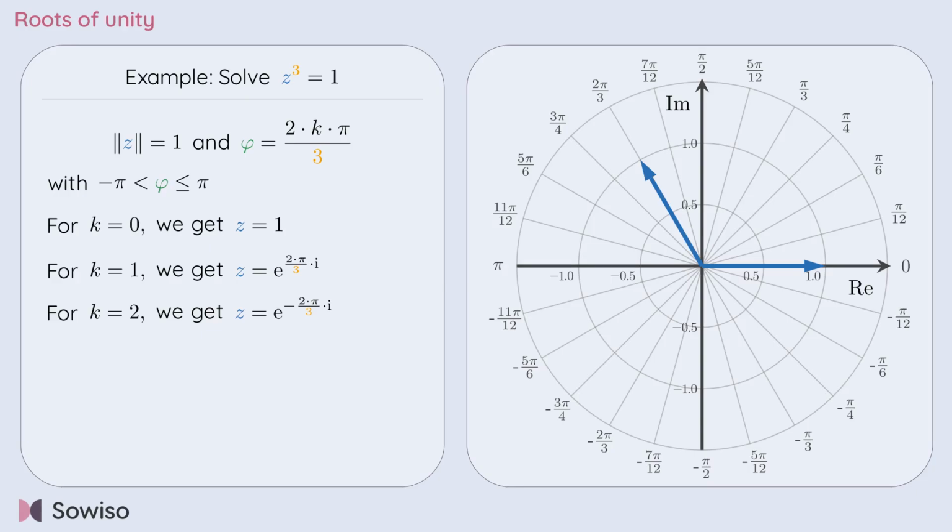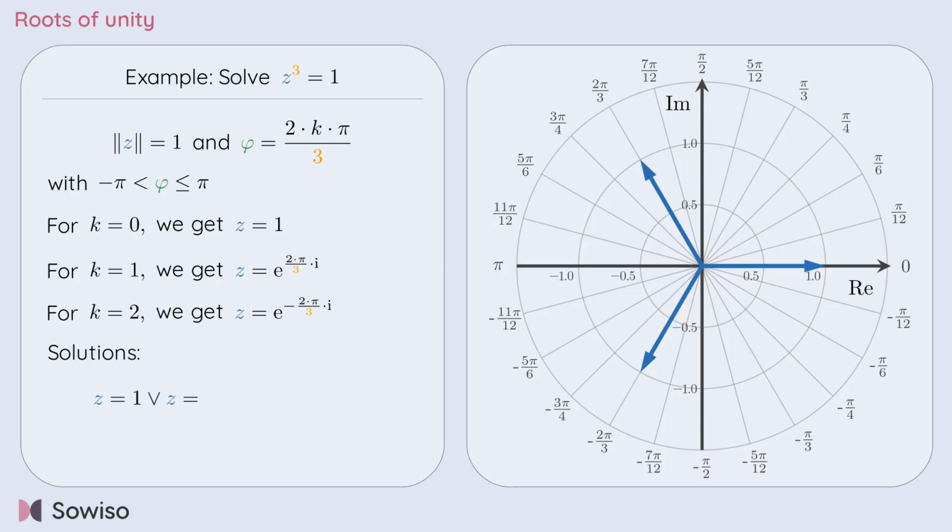We must subtract 2π, since this argument is greater than π. We end up with e^(-2πi/3). This result also could have been found by using k equal to -1.